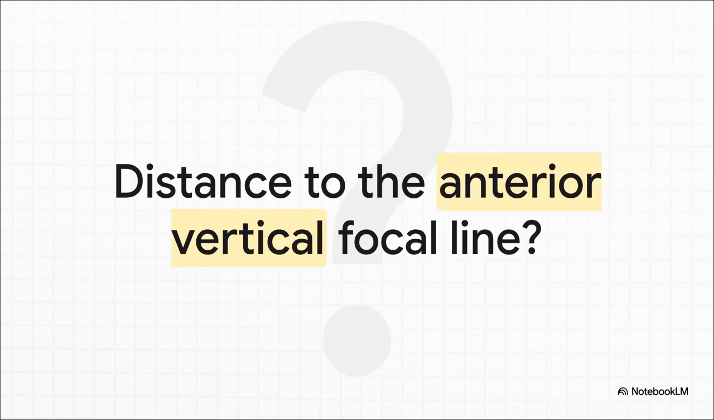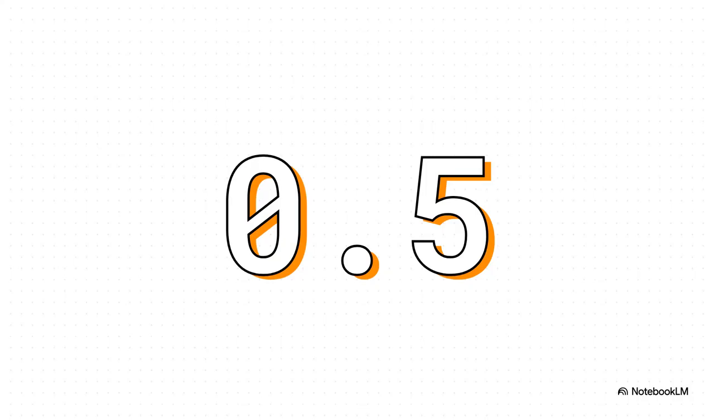Let's pause for some active recall here. Think about the clinical math. The horizontal rays hit that +2 diopter power meridian and converge really rapidly to form that first anterior vertical focal line. So what is the physical distance from the lens to this focal line? Take a second, do the math in your head. Got it? The answer is 0.5 meters.